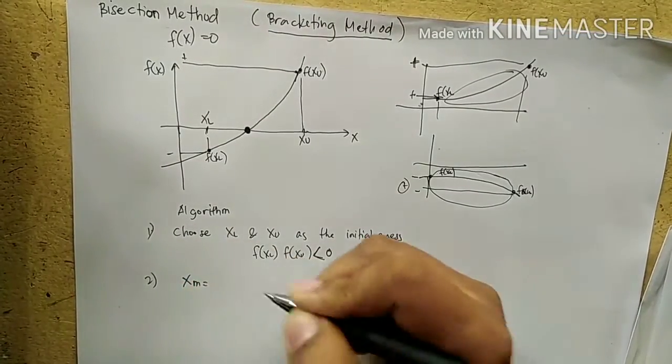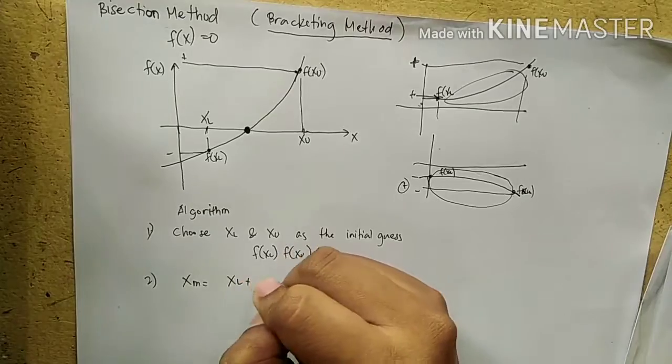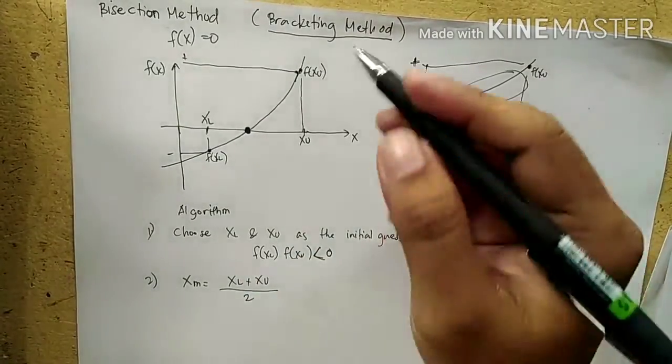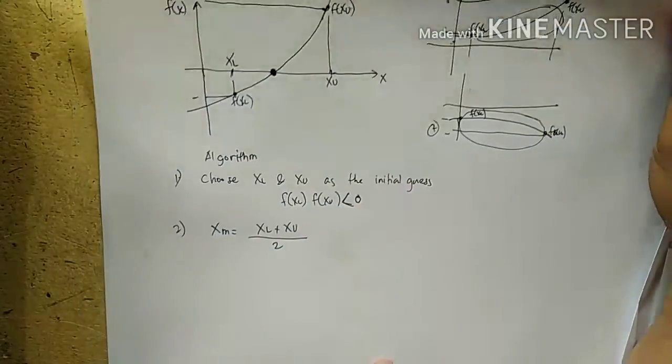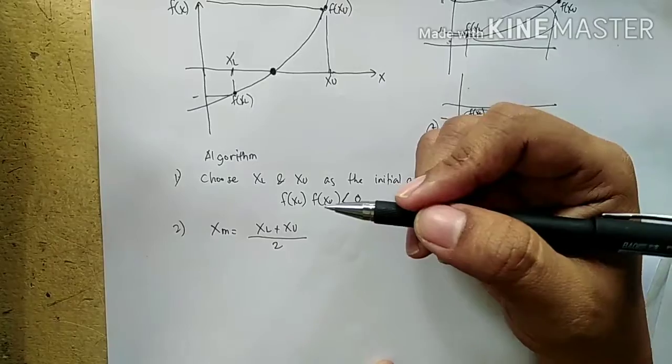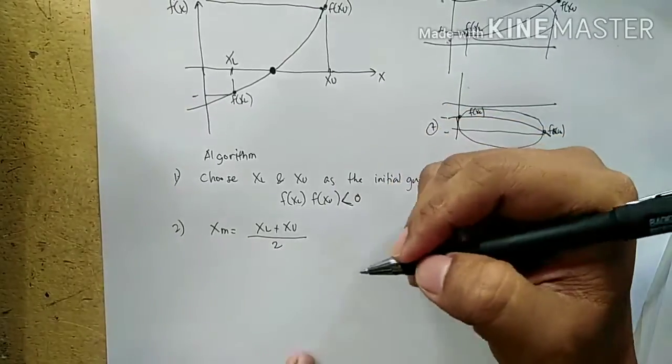the mid should be equal to x sub l plus x sub u divided by 2. So this is the formula for the bisection method, no? It's just the average of x sub l and x sub u.